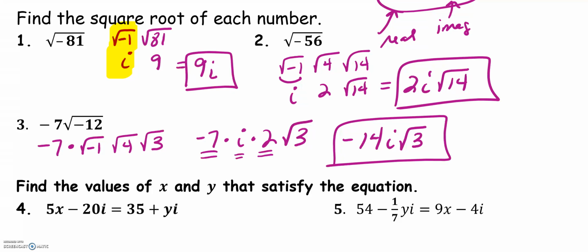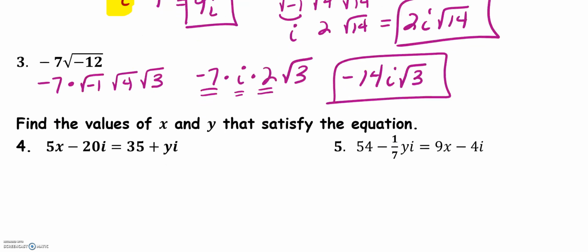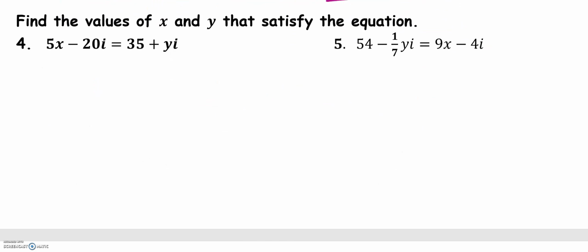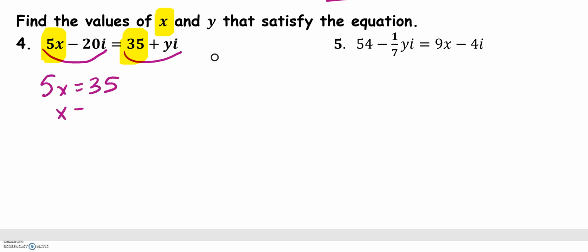Before we start solving, we're going to look at values of x and y that satisfy the equation. There's a couple that are pretty much just like this in your bookwork. In all equations, they are balanced, and in this equation, there's no exception. The left side of the equation equals the right side of the equation. So when I'm solving this, it says, what is the value of x? Well, 5x is equal to 35. So to solve for x, 5x equals 35, so x is 7.